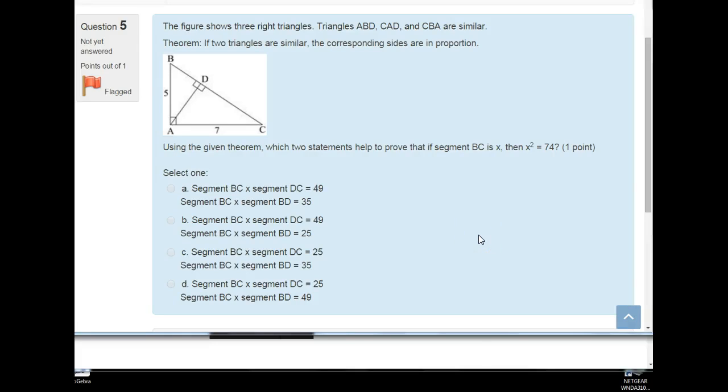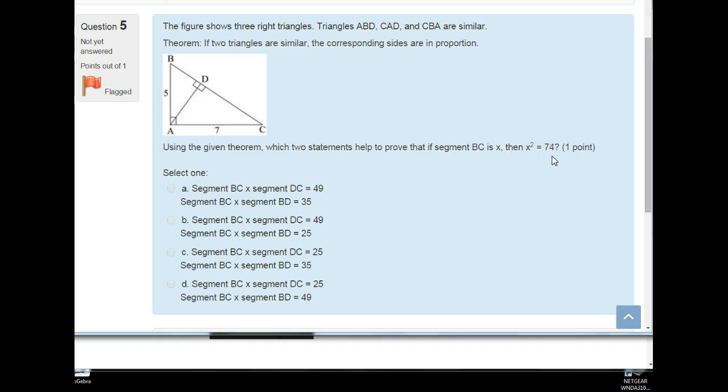Okay, in this video I'm going to show you how to do one of these practice problems in our segment exam practice tests. It says the figure shows three right triangles, ABD, CAD, and CBA, are similar. Theorem: if two triangles are similar, their corresponding sides are in proportion. Using the given theorem, which two statements help to prove if BX is x, then x squared equals 74.